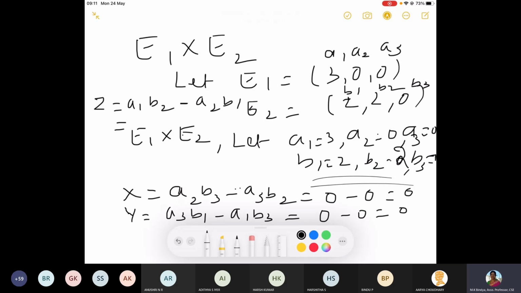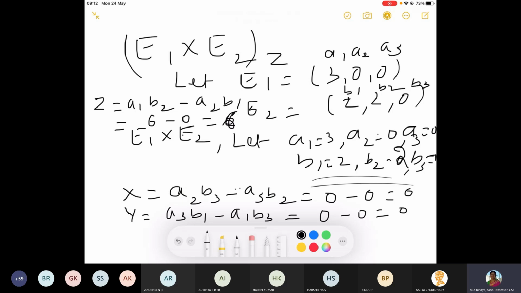What is the value for the Z? A1 is 3, B2 is 2, so you'll be getting 6, minus A2, which is 0, and B1 is 2. So that is 0 itself. Sorry, the value will be 6. So with respect to the Z component, that is how you are going to write E1 cross E2, whether it is greater than 0 Z value or less than 0. We have to concentrate on the Z component.